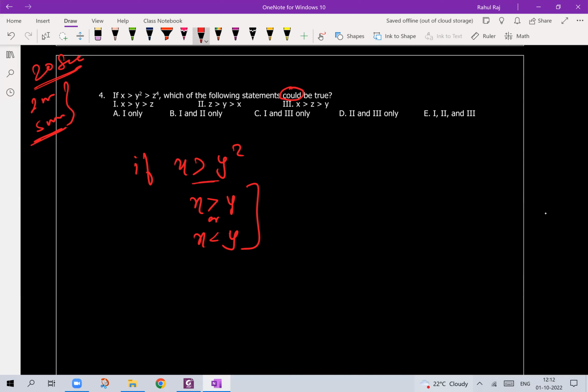So if x is greater than y square, there are values for which x is greater than y. There are values for which x is less than y. They are not asking a must be true question. So x greater than y, possible. This equation is possible. See here, x less than y, absolutely possible. x greater than y, absolutely possible. You can straight away mark the answer, because it is a could be true question, it is not a must be true question.